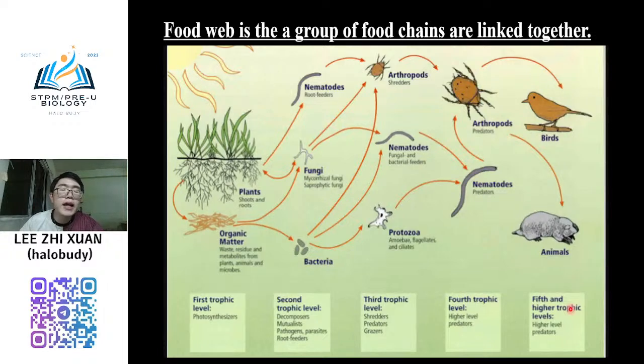Okay, and then food web, I don't think I need to explain more, right? A food web is a group of food chains linked together. When many food chains are combined with each other, they form a food web. This is one example you can see.